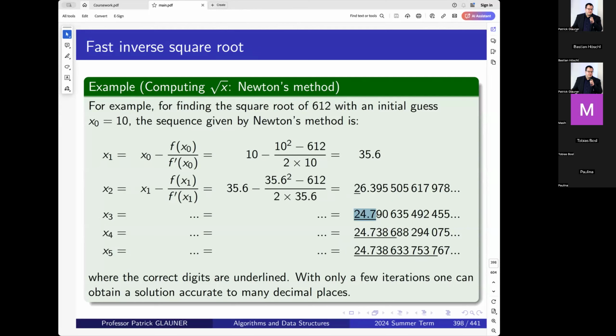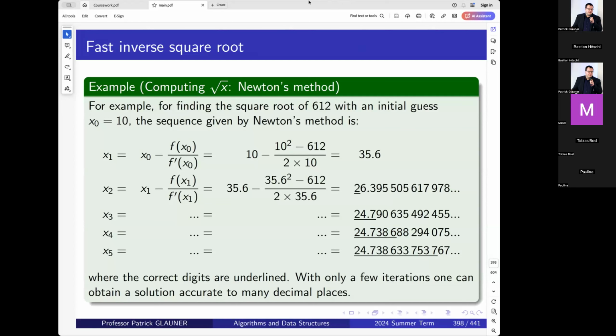And the underlined parts are actually the digits that are already correct. So x2 has a 2 in the front, which is correct. x3 is 24.7, which is correct, and the rest not yet, and so forth. So with each further iteration, we become very, very quickly far better and converge very quickly towards the zero.